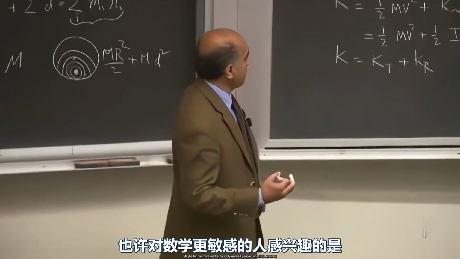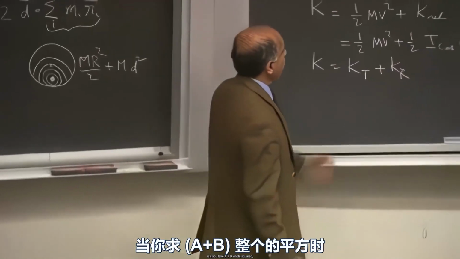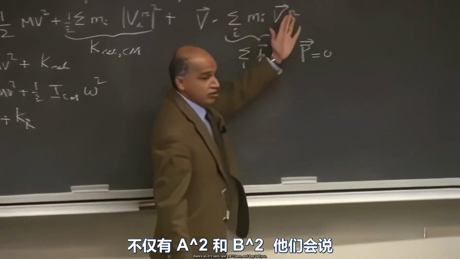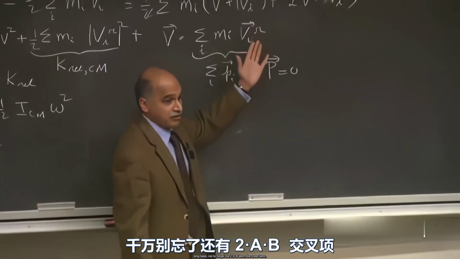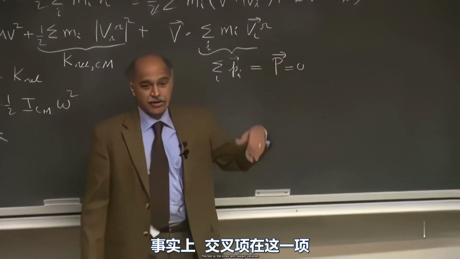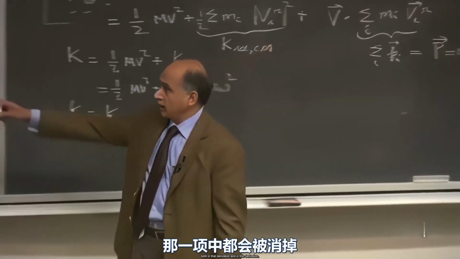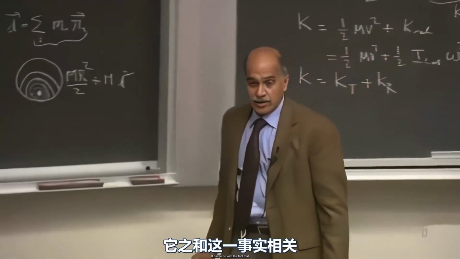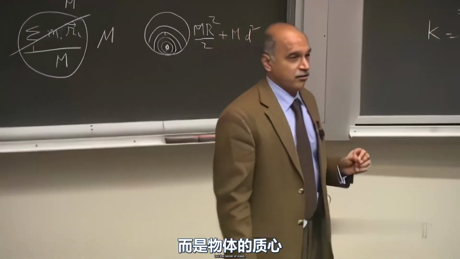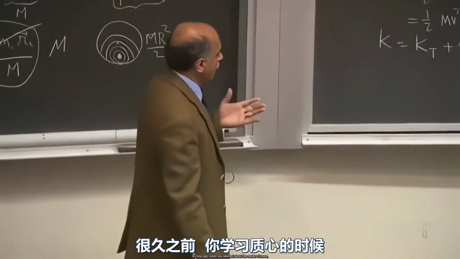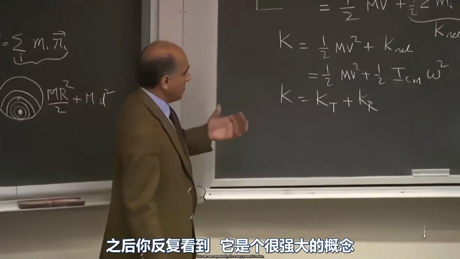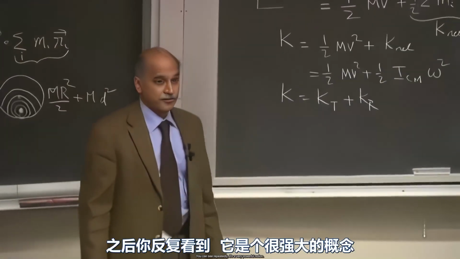Maybe for the more mathematically minded people, what is interesting is if you take (a plus b) whole squared, there's an a squared term and a b squared term, and they told you long back not to forget the 2ab term, the cross term. The fact is the cross term always vanishes, both in that derivation and this derivation. It has to do with the fact that the point I'm talking about is not any old point, but the center of mass. So long ago, when you learned about center of mass, you wondered why people thought of this notion. You can see repeatedly it's a very powerful notion.